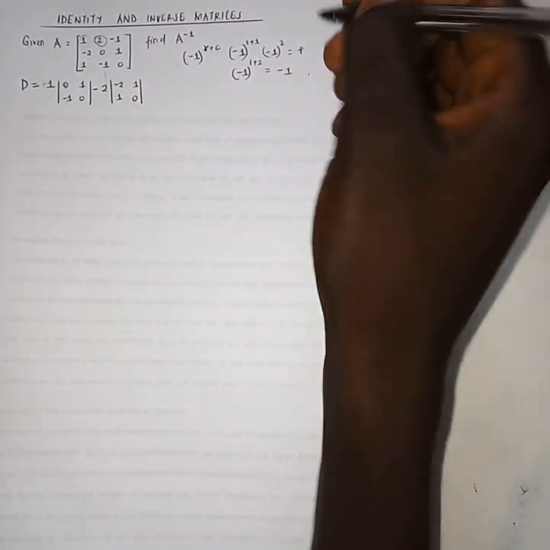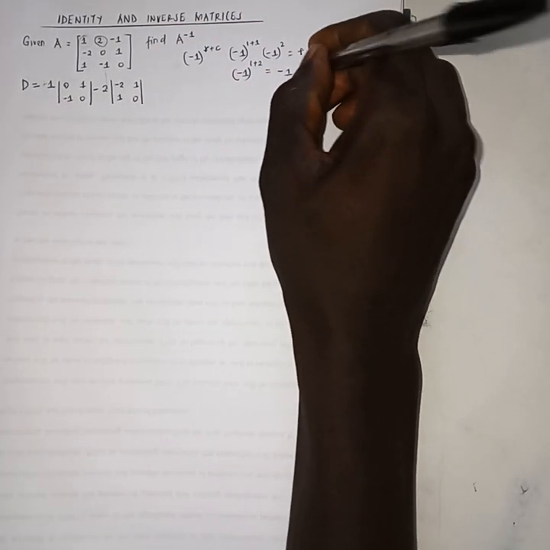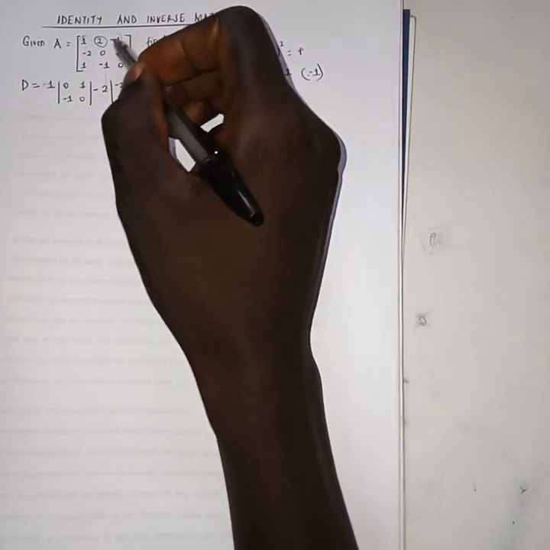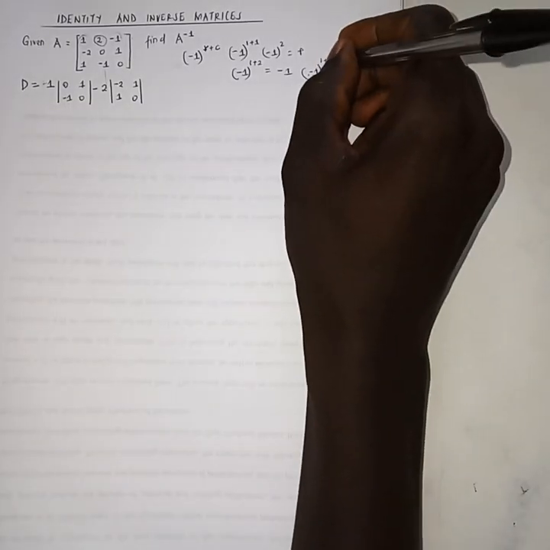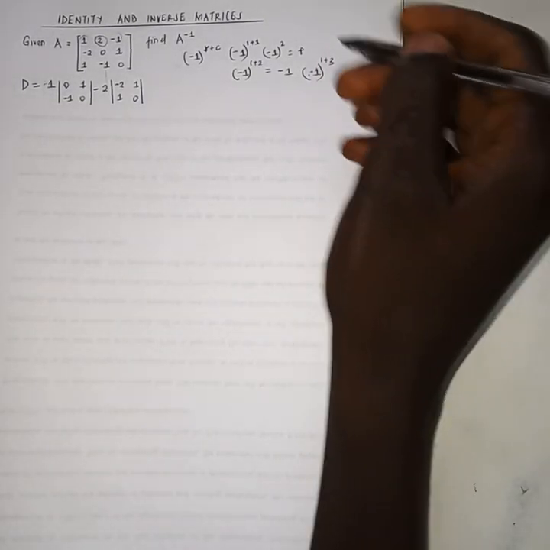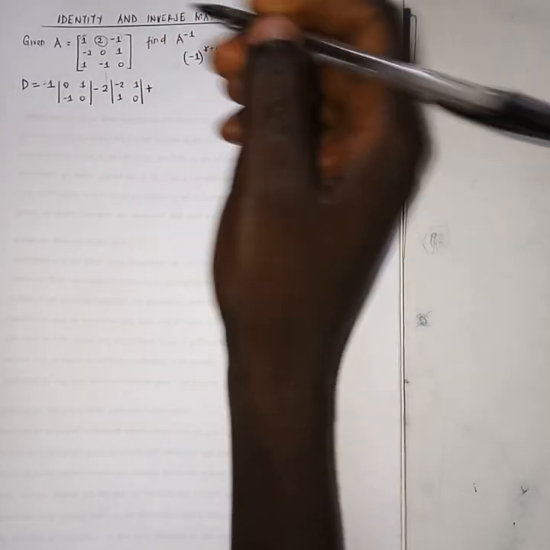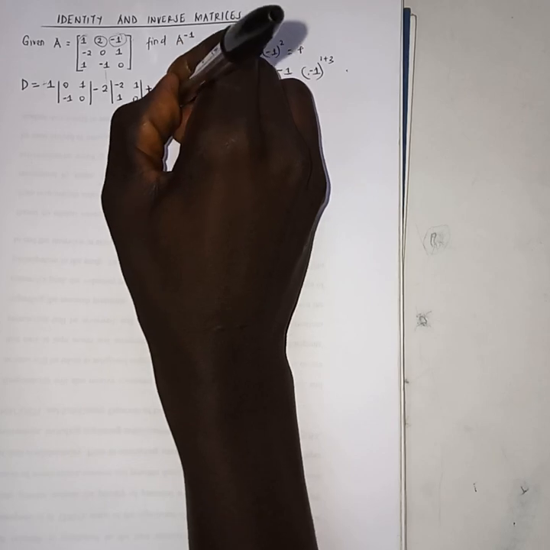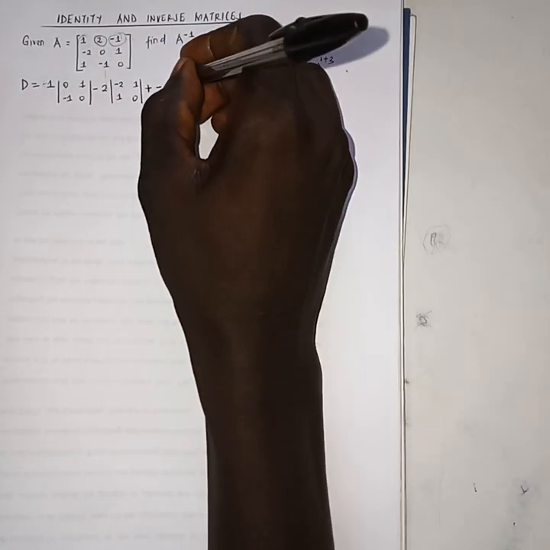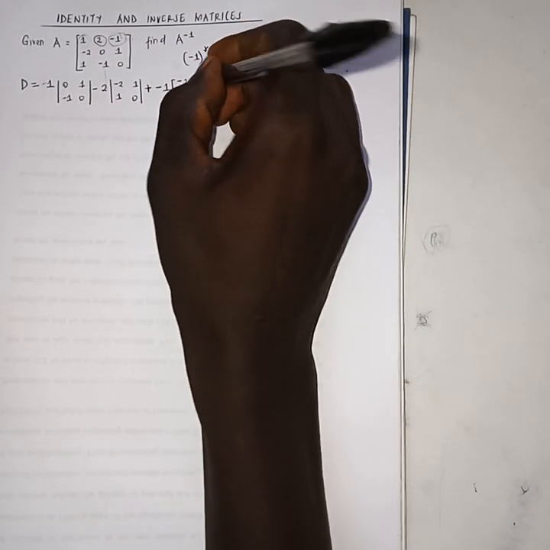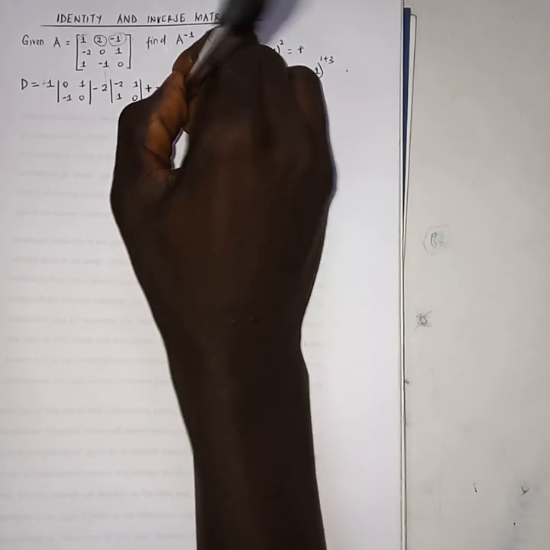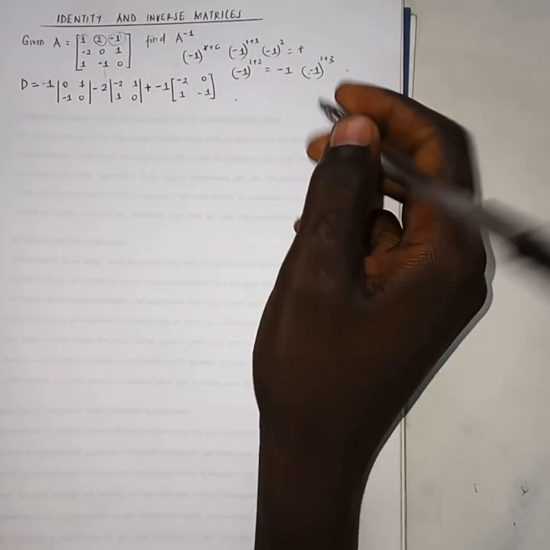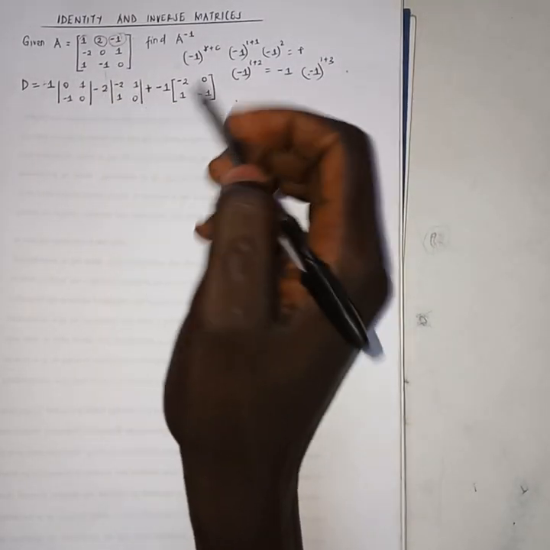Then the next value is negative 1. This value is on row 1, column 3, so it is 1 plus 3, which is going to give us a positive. So we'll be having positive, but the value itself is a negative. So the minor matrix will now be negative 2, 0, 1, negative 1.